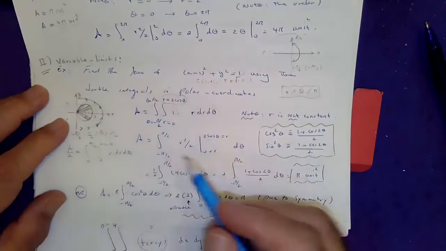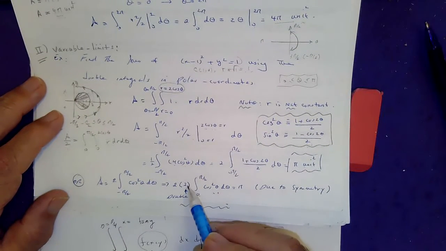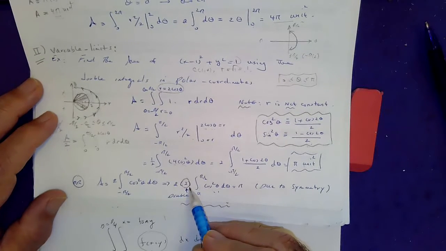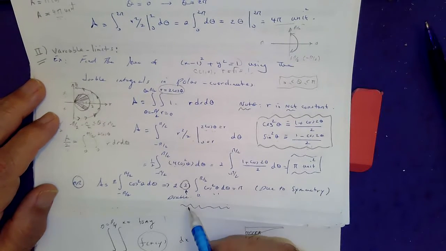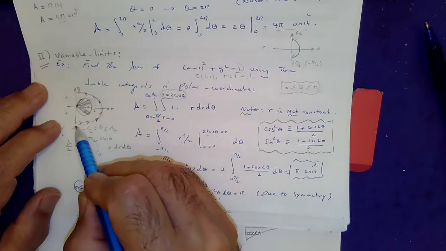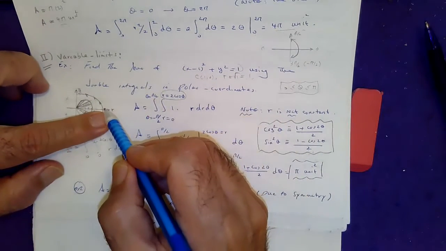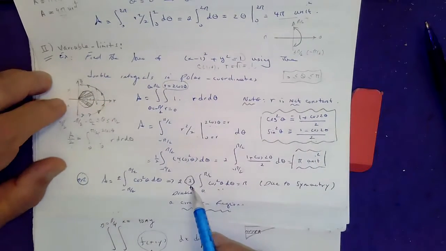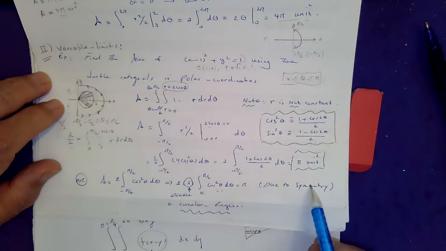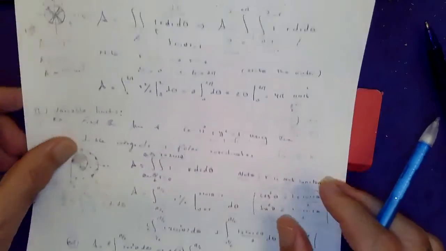The alternative would have been to go from 0 to pi over 2 instead of negative pi over 2 to pi over 2, but due to the symmetry, multiply the answer by what? By 2. So take the double of your answer. Okay, double your answer. So instead of going from negative pi over 2 to pi over 2, why don't you go from 0 to pi over 2, but double your answer, and you would get the same answer. And that's due to the symmetry. In other words, the graph is symmetric about the polar axis.